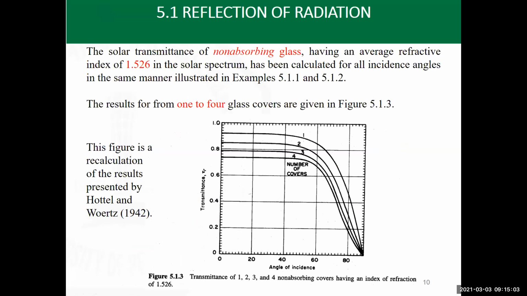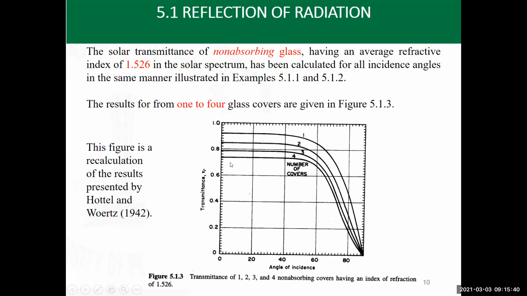What if we have one cover, two covers, three covers, or four covers? This has already been calculated for different values of the incident angles. What we did in the previous example has been repeated for cases of one cover, two covers, three covers, and four covers, just by direct substitution in the equation. Any one of us can regenerate this figure, and it is done for simple utilization. Once you know the angle of incidence and how many covers you have, you can get the value of the transmittance.